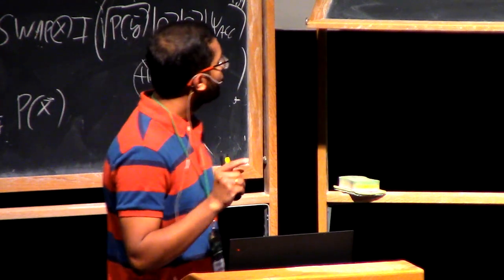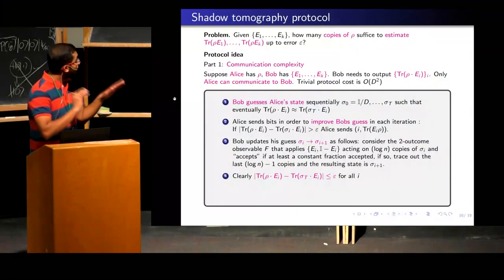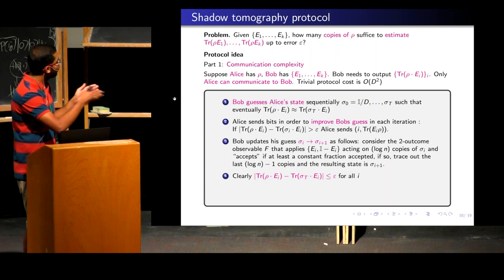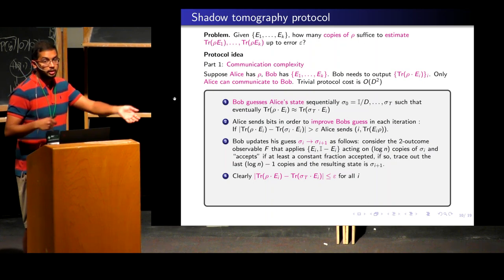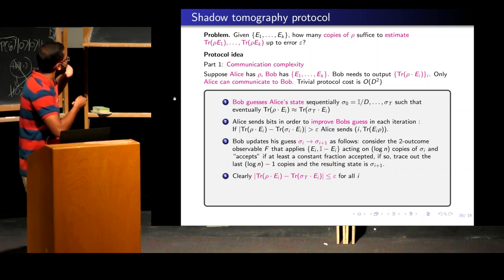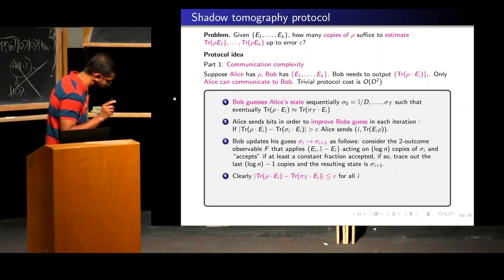Good. So the point is, Alice knows deterministically what procedure Bob is going to do. She knows that he's going to take log n copies, and he's going to repeat it until he accepts. And okay, fine. So I think I see what your question is.